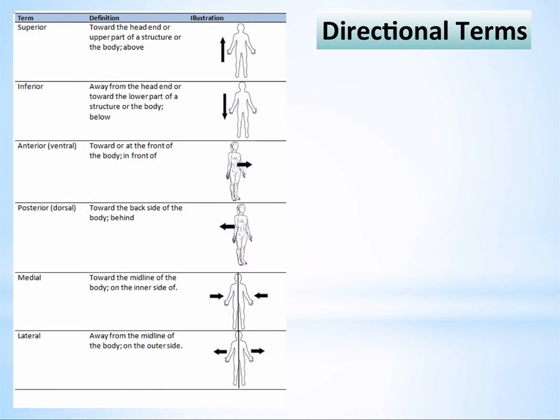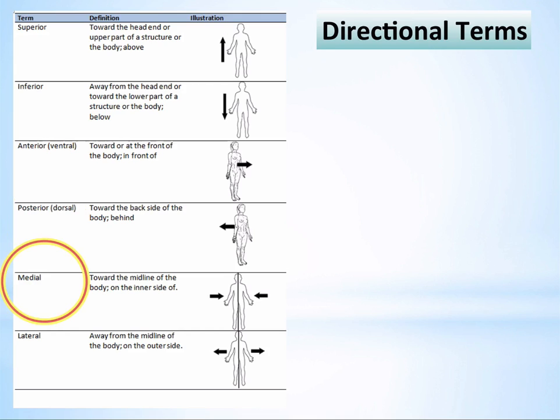Now there are some directional terms as well, which I'll just briefly go through. This is from your book. So superior is towards the head end or upper part of the body. Inferior is towards the lower part of the body. Students get confused between anterior and posterior. So anterior is towards the front of the body, and it's also called the ventral surface. So, for example, the palms of the hand is the ventral surface of the hand. Posterior is towards the back, so our back is posterior surface.